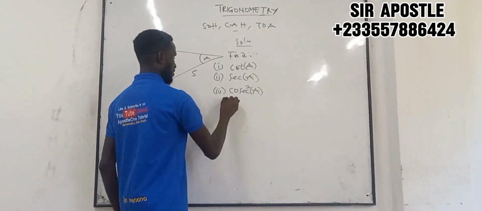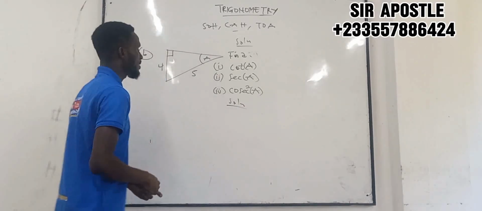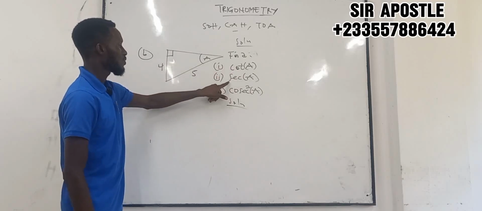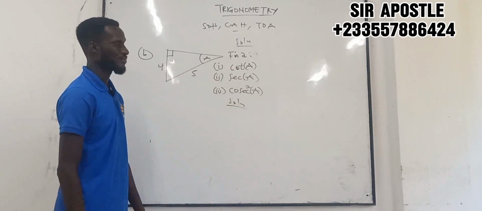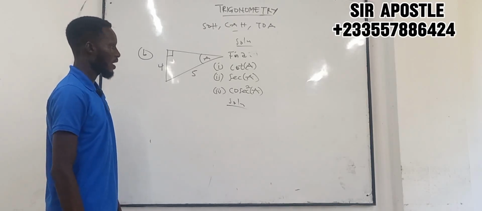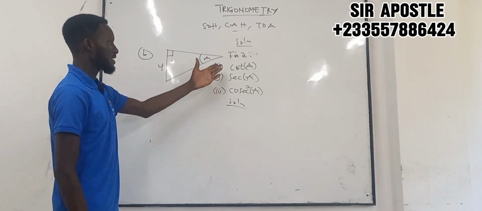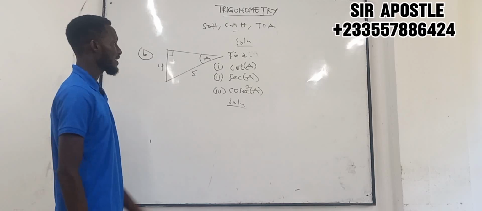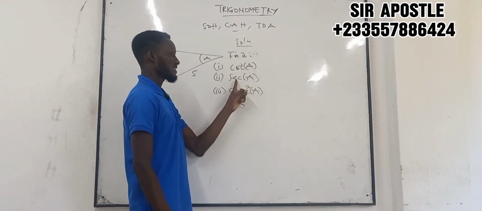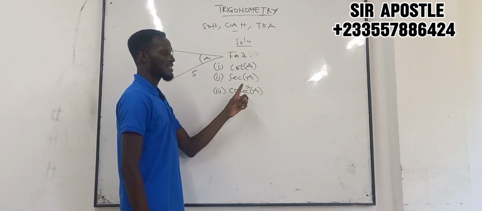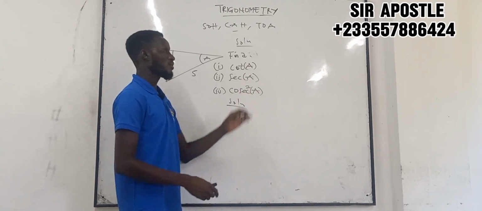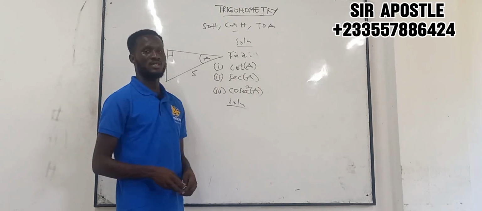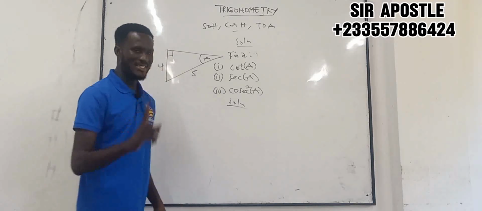Now, let's see how I'm going to solve this one. We have a right-angled triangle like this, and we are supposed to find cot A, sec A, and cosec square A. How are we going to find these? These are all reciprocals. So we need to do a lot of work. We know that cot is the same as 1 over tan. The sec is the same as 1 over cos. The cosec is the same as 1 over sine. Yes. So before we can solve this one, we have to look for the sine, the cosine, and the tan. So let's begin. But there is a problem here.